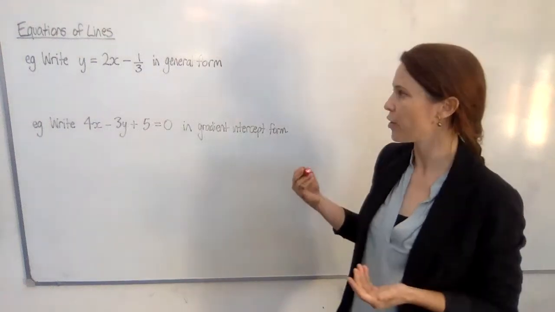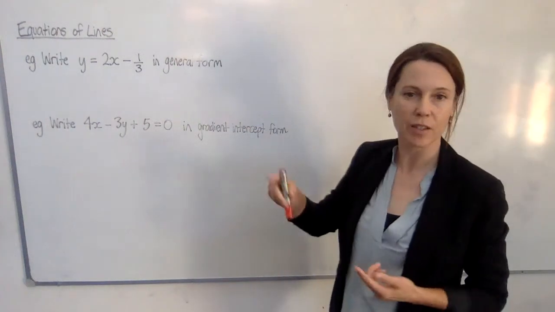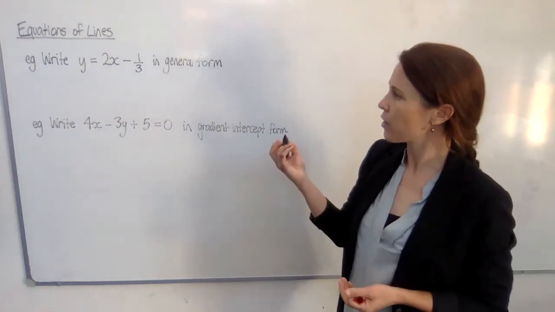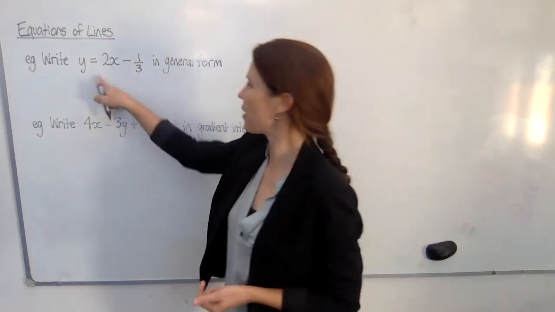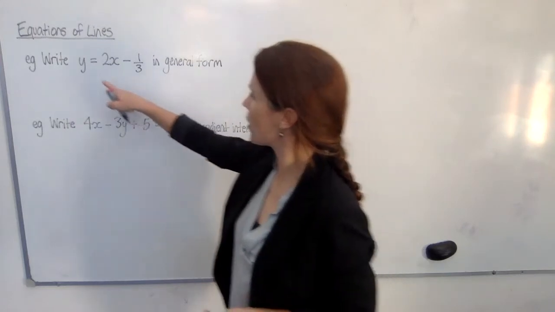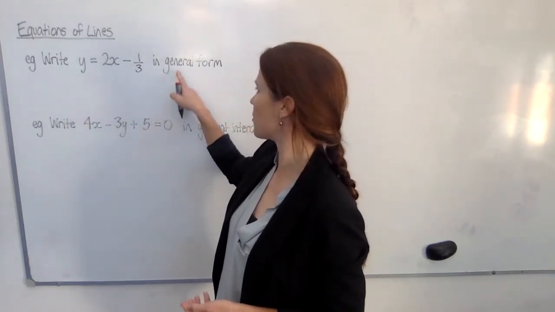So let's see if we can convert from general form to gradient intercept form and back again. Quite straightforward. You need to just start with what you have and think where you need to go. So here we want to write y equals 2x minus 1/3 in general form.